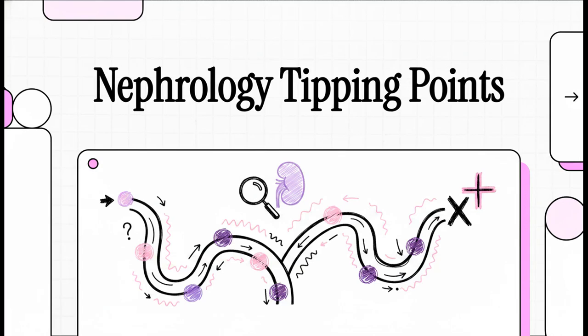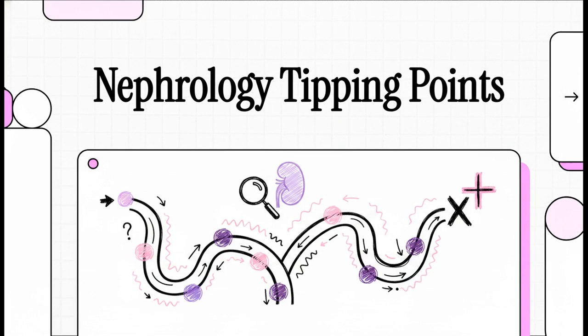Have you ever stared at a patient's lab report and felt like you were standing at this massive fork in the road? You know that sinking feeling where one wrong turn could literally lead to disaster for your patient? When we're dealing with the kidneys, interpreting lab values isn't just about spotting what's out of range. It's really about understanding the physiological tipping points that drive them. Misinterpreting these signals, well, that can lead to catastrophic diagnostic errors.